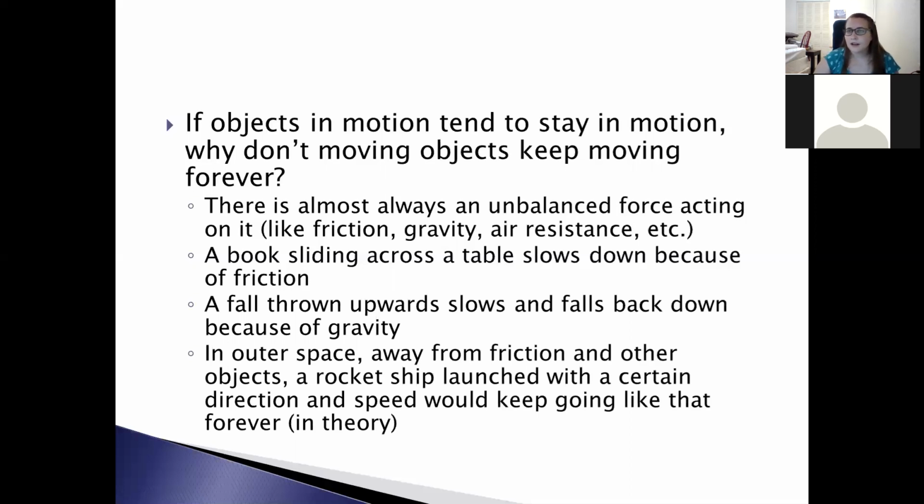But if we were thinking about an ideal case in outer space, away from friction, and if we could get far enough away from other objects where gravity is minimized, then a rocket ship launched with a certain direction and speed would keep going in that direction and speed forever. Again, we're assuming that it's far enough away from other objects that it wouldn't collide with another object and it wouldn't get sucked into orbit around another object. So space is sometimes taken to be an idealized environment in that case. But we just can't really experiment with that in introductory physics here.